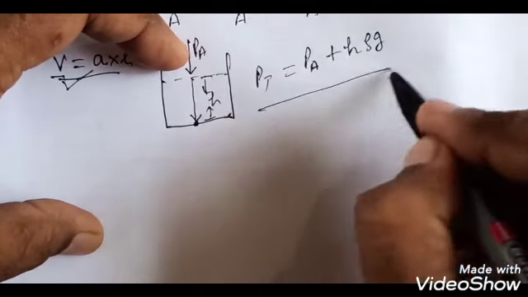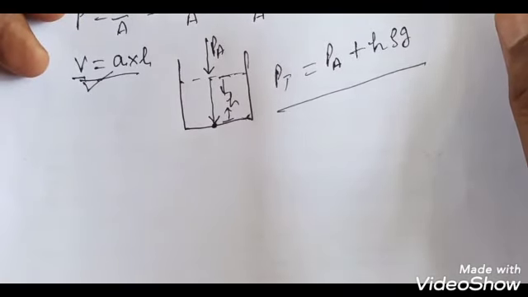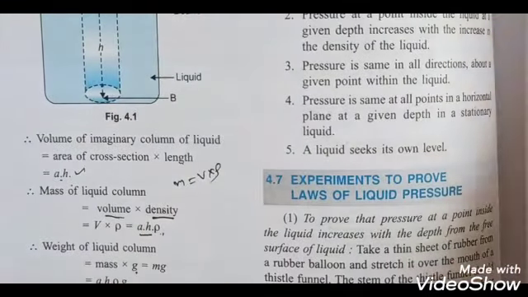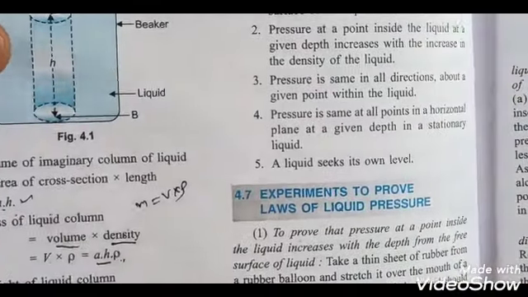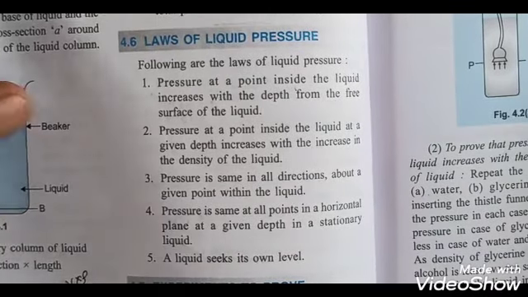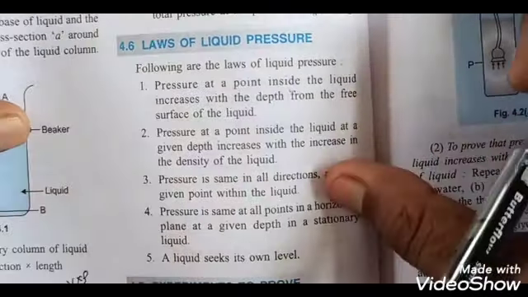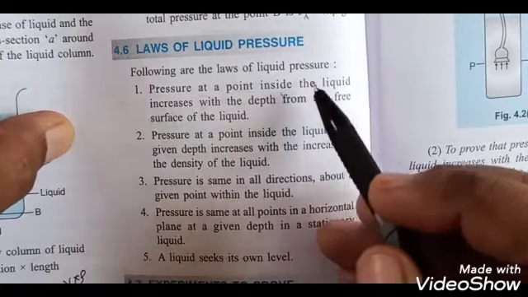So what is the total pressure in a liquid? Pressure due to depth of the liquid at that place plus pressure due to atmosphere. So this is the fifth factor on which pressure depends. Right. Now next topic is laws of liquid pressure. Following are the laws of liquid pressure.